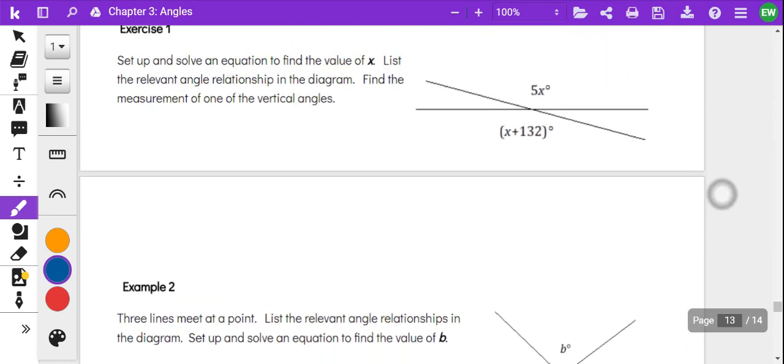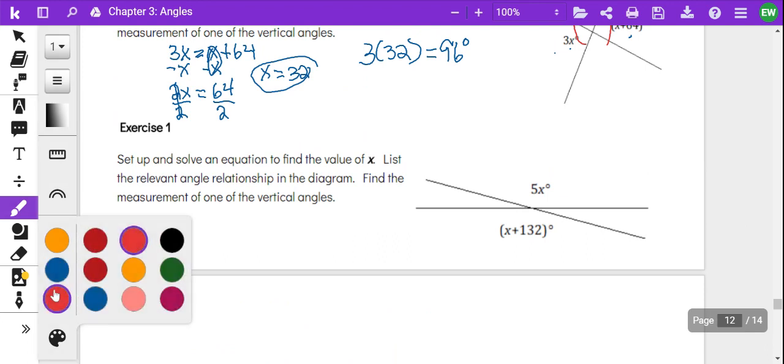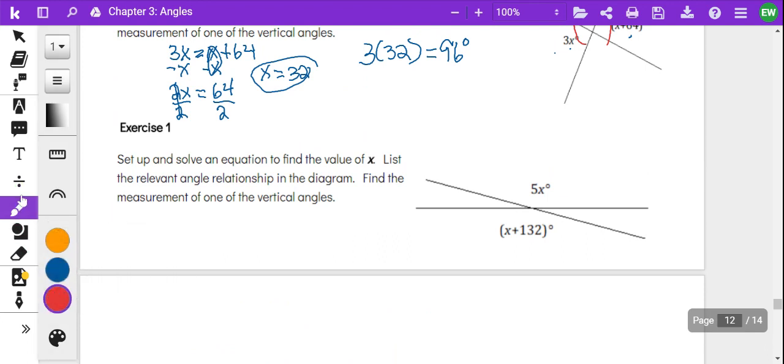Okay. I want you to try this one on your own. The relevant relationship is that they are vertical. So you're going to find x first, the value of x, and then you're going to find the measurement of one of the vertical angles. So they're vertical, so equal.